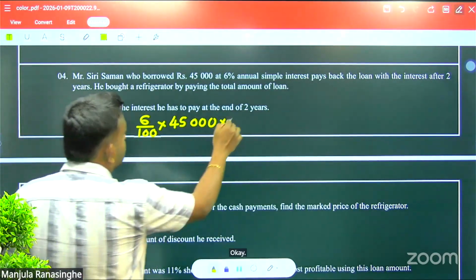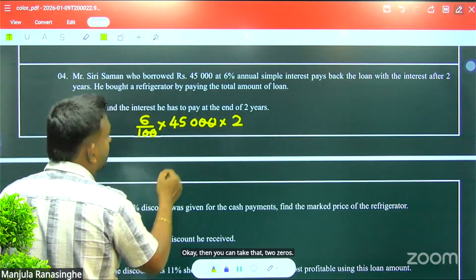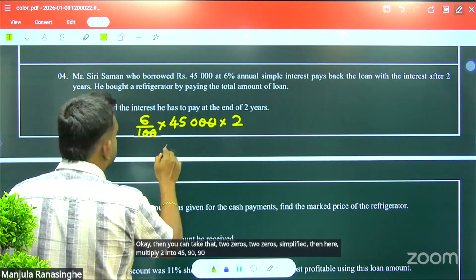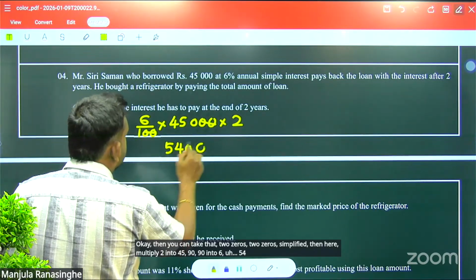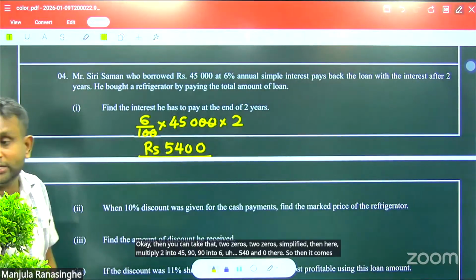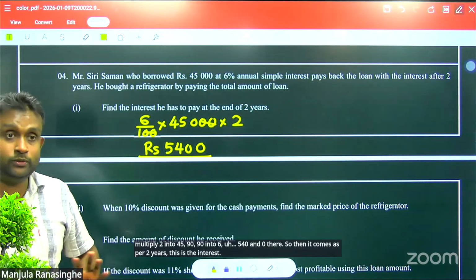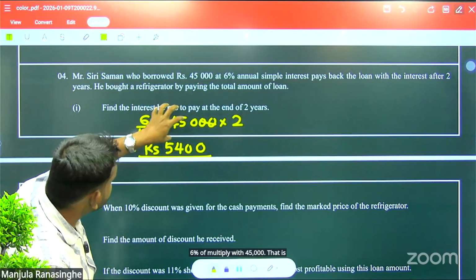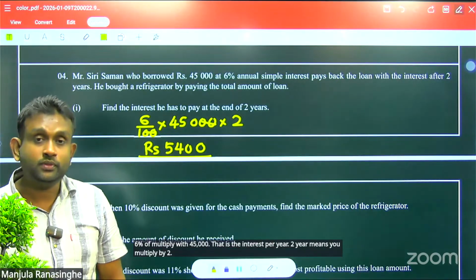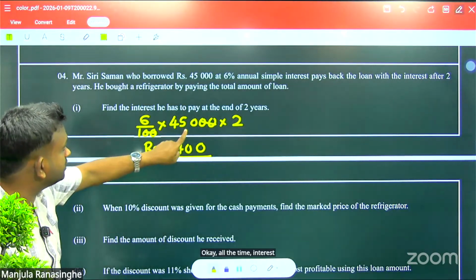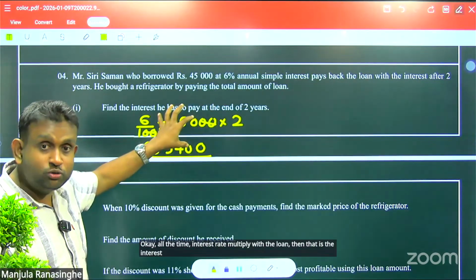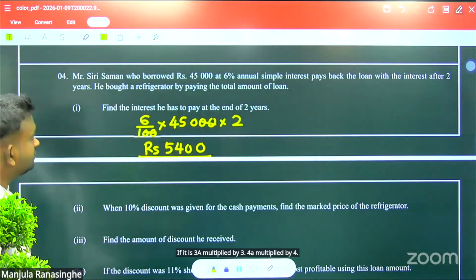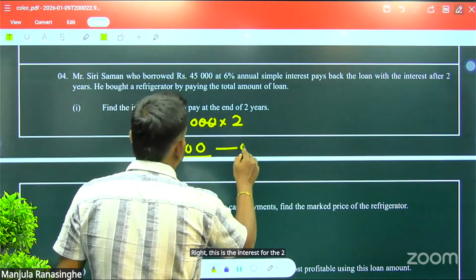Okay, then you can simplify the 2 zeros. Then here multiply 2 into 45, 90, 90 into 6, 540 and 0 there. So then it comes as, per 2 years, this is the interest. 6% multiplied with 45,000 is the interest per year. 2 years means you multiply by 2. All the time, interest rate multiplied with the loan is the interest per year, then you multiply by 2. If it is 3 years, multiply by 3. 4 years, multiply by 4. Right, this is the interest for the 2 years. You have 2 marks there.